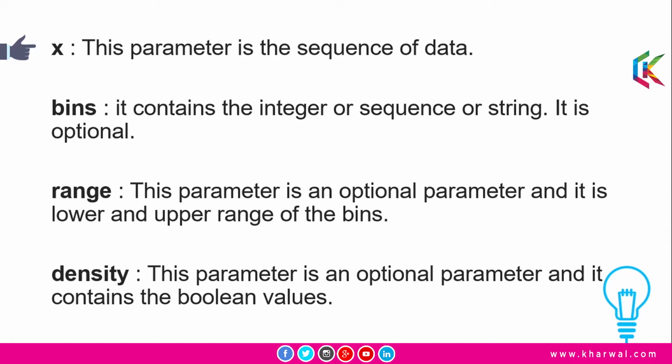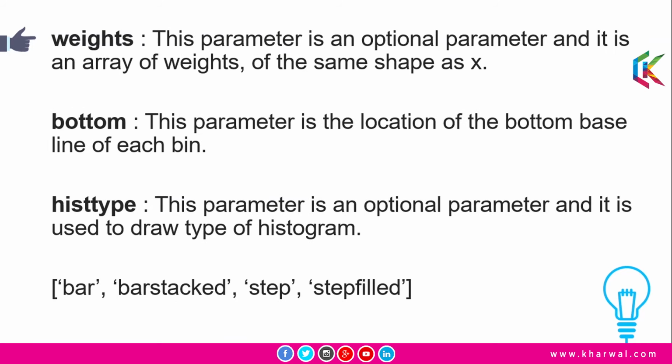The x parameter represents the sequence of data. The bins parameter contains an integer or sequence or string. It is an optional parameter. The range parameter is also optional and it is the lower and upper range of the bins. The density parameter contains boolean values and it is also an optional parameter. The weights parameter is also optional and it is an array of weights of the same shape as x. The bottom parameter is the location of the bottom baseline of each bin.